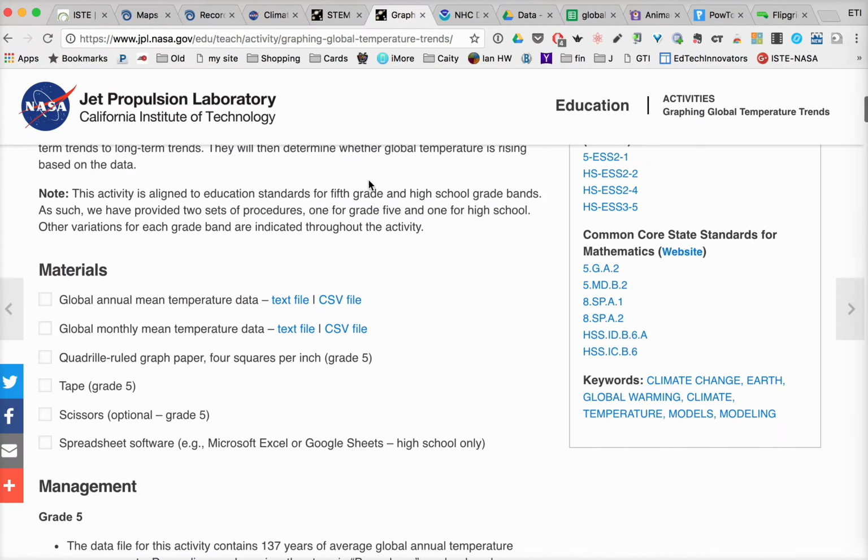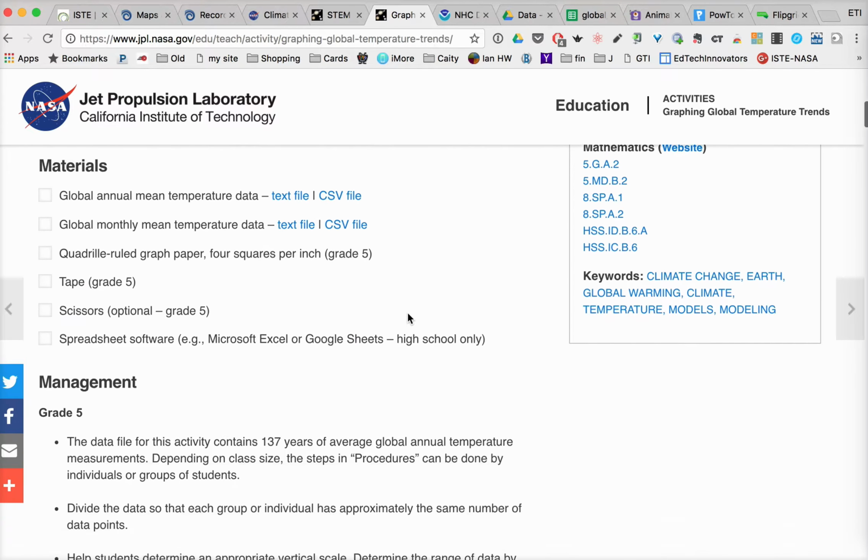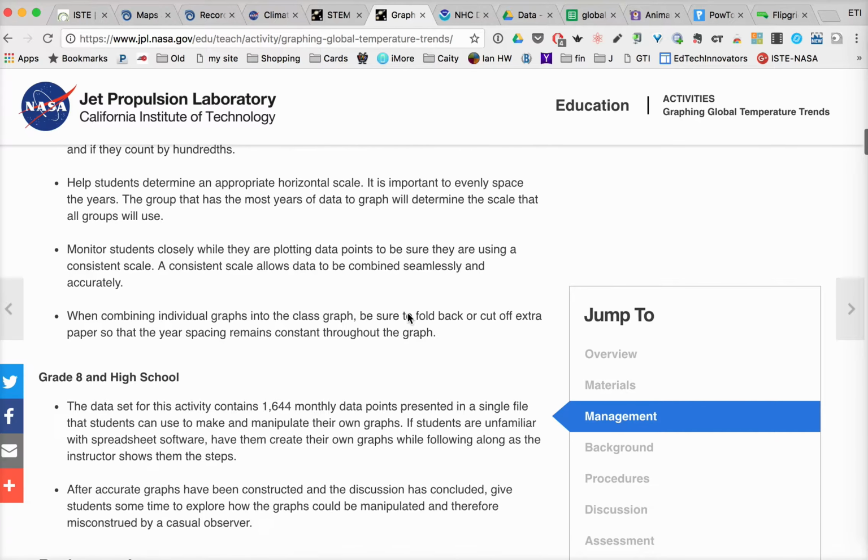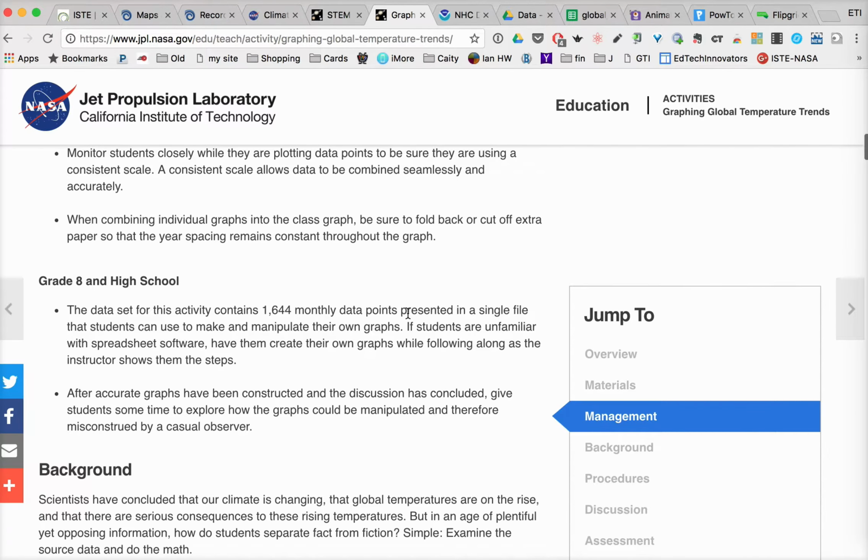And when I clicked into that area, what you'll find is I can download global annual mean temperature data as a text file or a CSV file. Now in this particular case, I want to take it as a CSV file. And you can see that they actually talk about how to manipulate the data and how to work with a variety of different students. And what I really like is it has over 1,600 data points present in a single file, so you can start to use this to manipulate your own graphs.